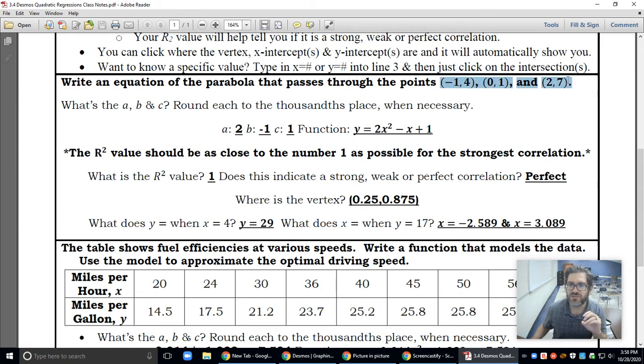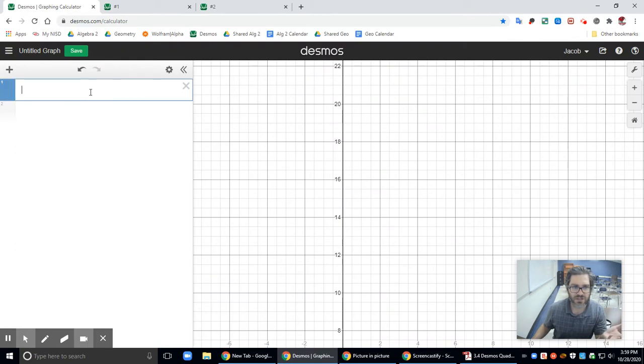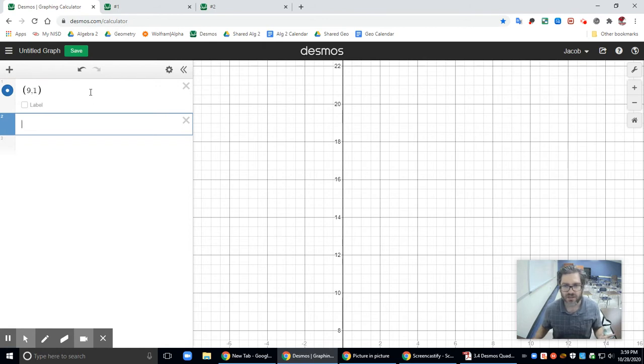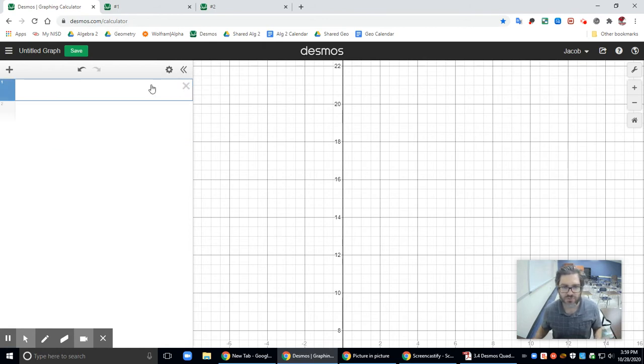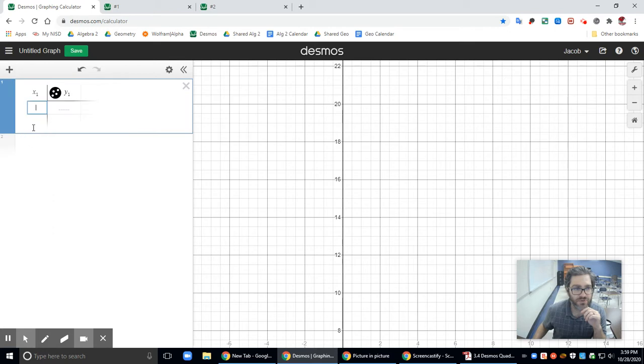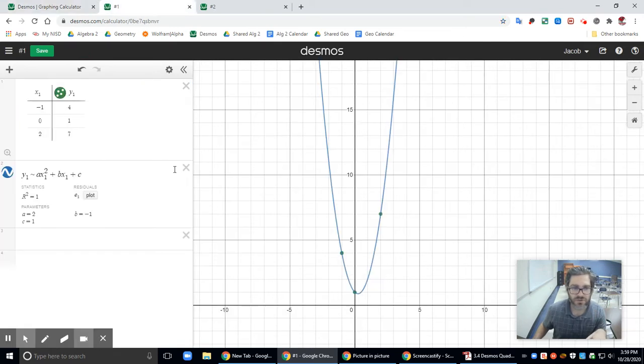If I have a collection of points, you need to plug those into a table in Desmos. Desmos is capable of graphing individual points, like if I want to graph 9, comma 1, I can do that. But if you have a collection of points and you want to assess data from that, then you're going to want to do a table. So you're going to go to add item, and then go to add table right there. Then you'll just type in all your x values into the x1 column and all your y values into the y1 column.